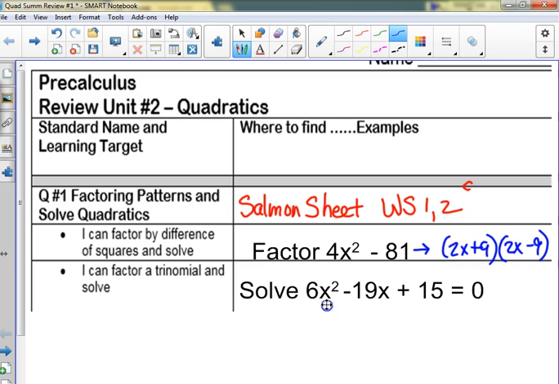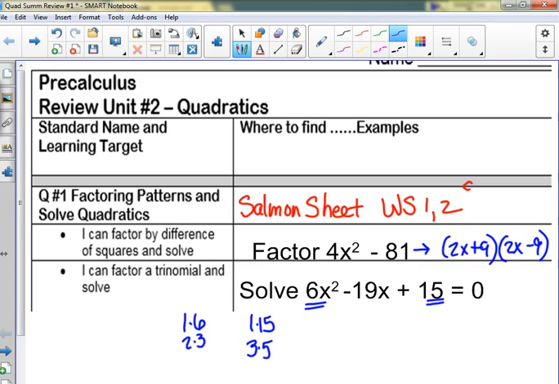Okay, and I intentionally picked one for my review here that's kind of miserable. So let me show you how I would do this one. If I was going factors of 6 and factors of 15, there's a lot of them, right? So I would kind of write myself over here 1 and 6, 2 and 3. Those are the factors of 6, right? Factors of 15 are 1 and 15 and 3 and 5.